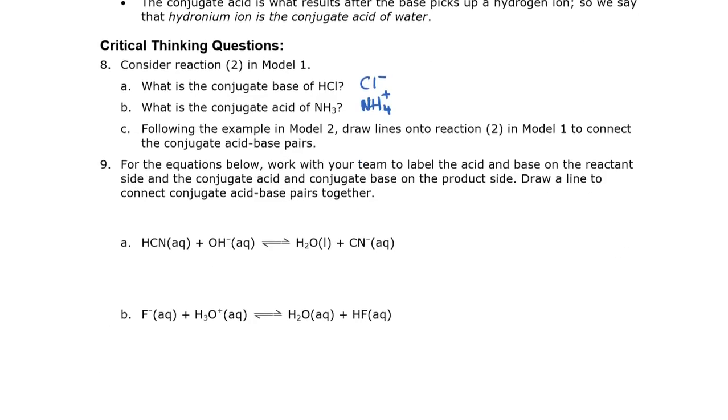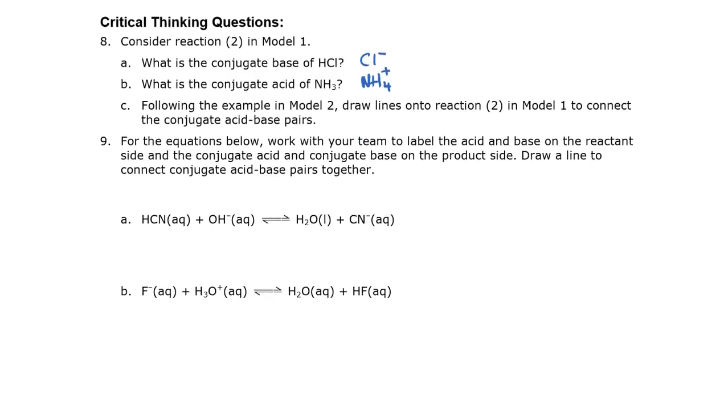So let's apply that to some new situations. So here are some acid and base reactions. So go ahead for letter A, label the acid, label the base, label the conjugate acid and conjugate base, and then draw lines to connect the conjugate acid-base pairs. So do A first. Pause now.